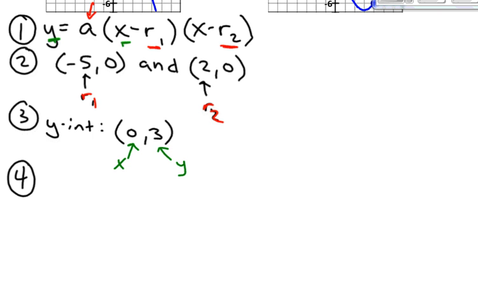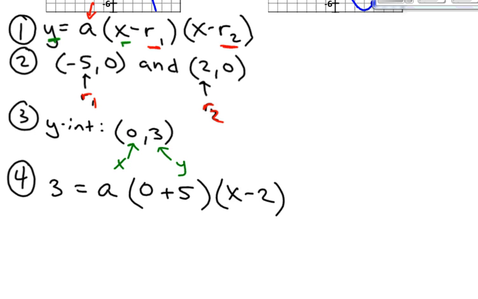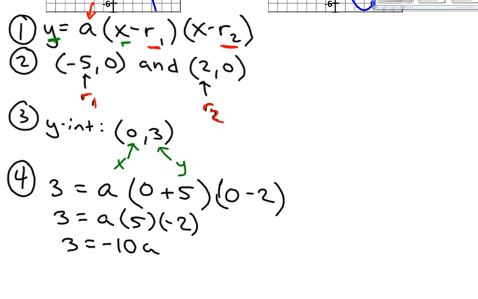So the y is 3 equals a, which is what we were looking for, times x, which is 0, minus root 1, which is negative 5, so that will become plus 5. Then x minus root 2, which is 2. Oh, and actually, I accidentally wrote x again, but we are using our x this time as 0. All right, so now we can solve. We have 3 equals a times 5 times negative 2, which really would be negative 10a. And then to solve for a, you would just simply divide by negative 10. So a is negative 3/10.